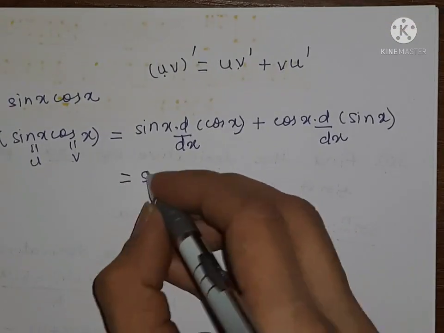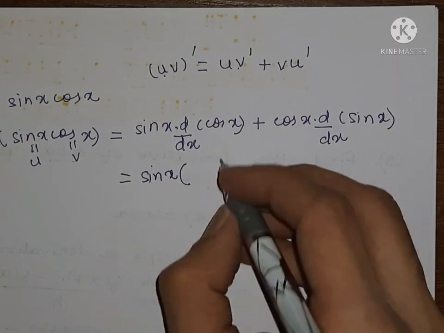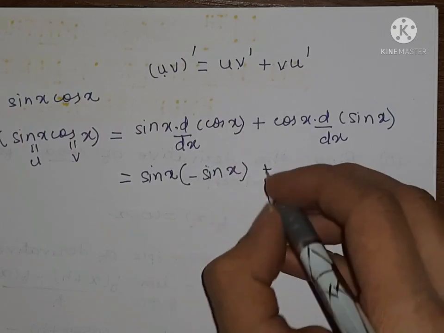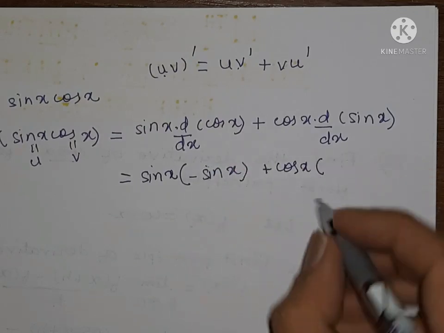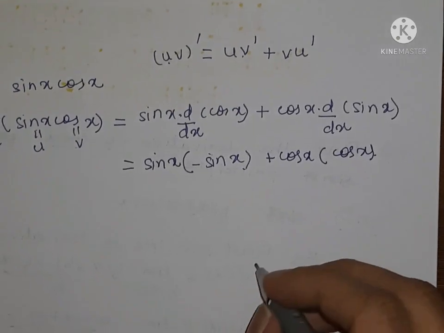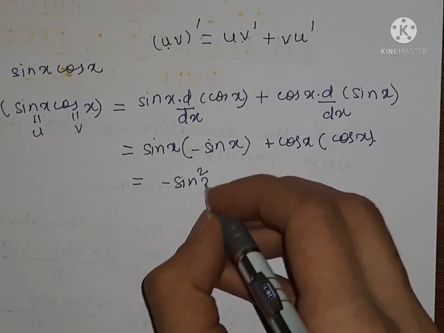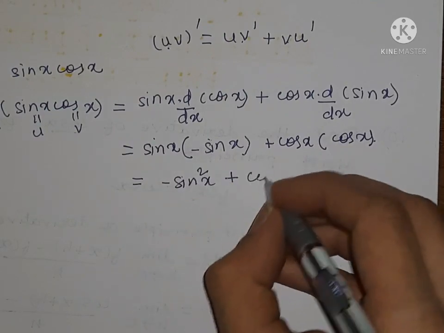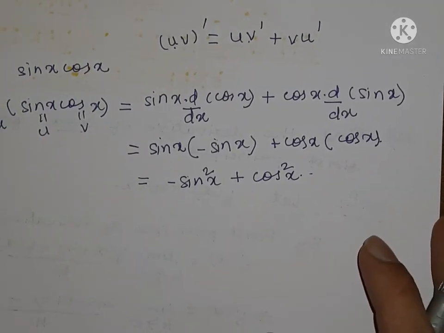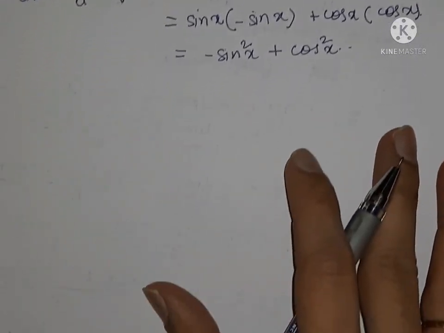So this is equal to sin x multiplied by derivative of cos x, the formula is what? Minus sin x, and plus cos x times derivative of sin x is cos x. So this is equal to minus sin square x plus cos square x. Okay, so this is the derivative of the first sub problem.